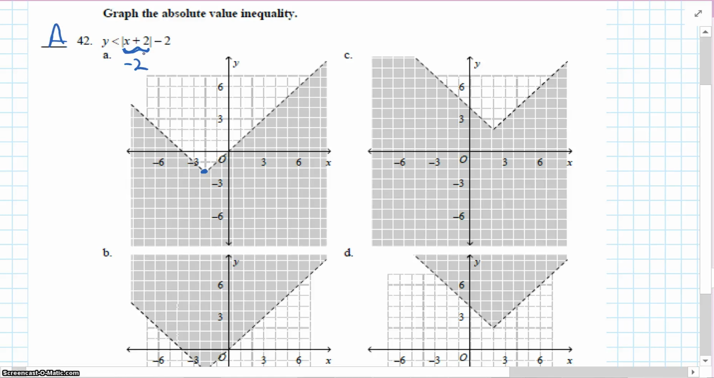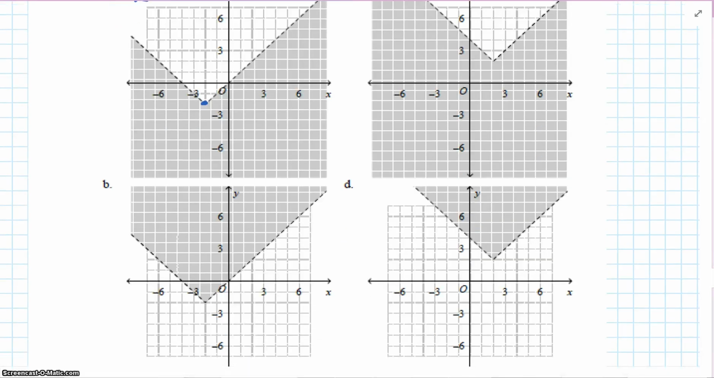Find the vertex. Again, what's going to make the x value 0? And that is going to be your y value for the vertex. And then remember, absolute values make that 45-degree angle.